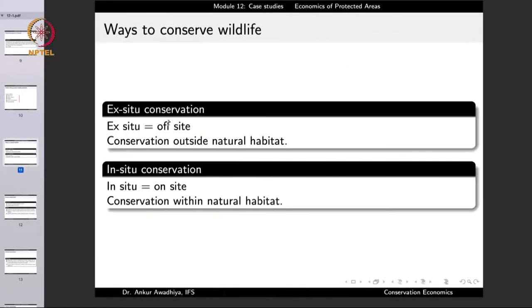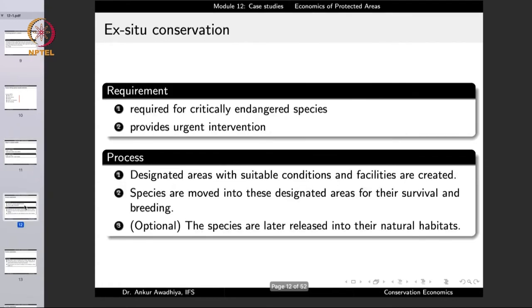We can go for ex situ conservation, which is conservation which is off the site. That is conservation outside the natural habitat, such as in the case of zoos or aquaria. Or we can have in situ conservation, which is conservation on the site, which means conservation done within the natural habitat, such as a national park. So how do these work?